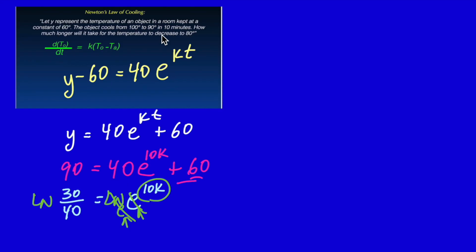So we're going to take the natural log of 3 over 4, divide by 10, and when you do that, folks, you're going to get a k value of negative 0.029. Now, I'm only going to take it to 3 decimal places. Again, my answer is going to be a little bit off versus the answer key, but most teachers accept that to 3 digits.